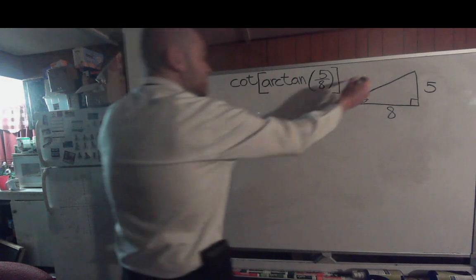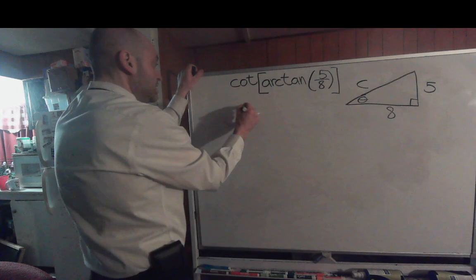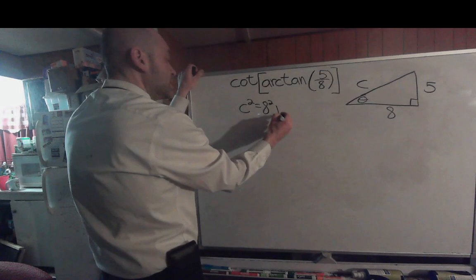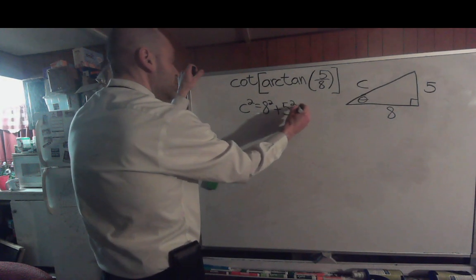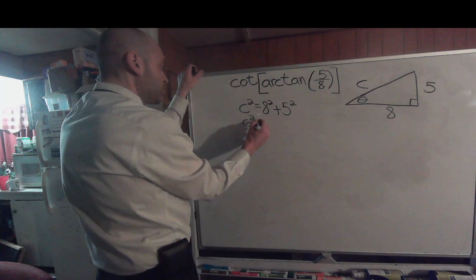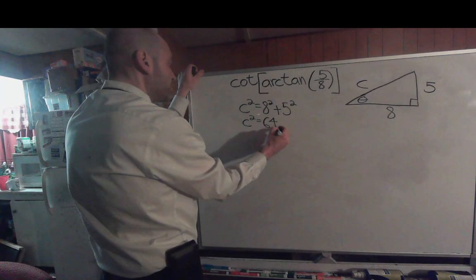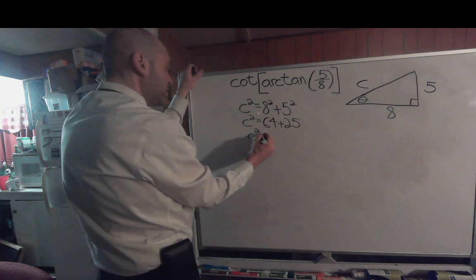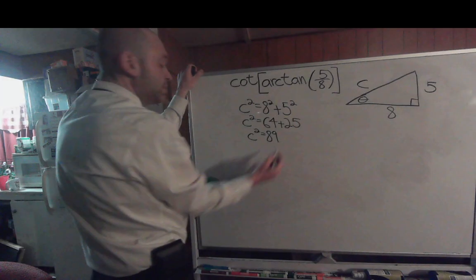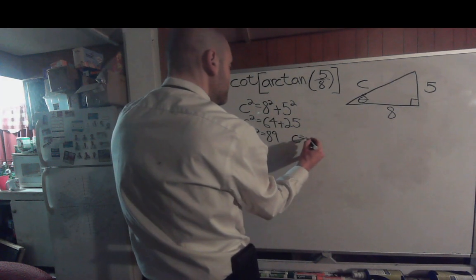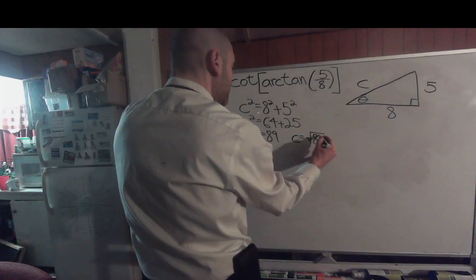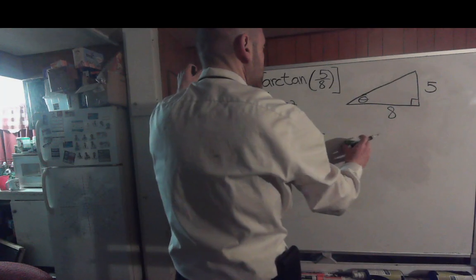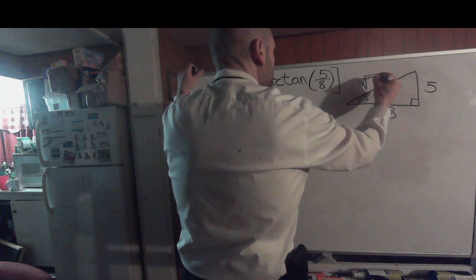Let's solve for c. So c squared would equal that 8 squared plus the 5 squared, which means c squared equals 64 plus 25. So c squared equals 89, meaning that c equals the square root of 89. So we found the length of the hypotenuse to be the square root of 89.